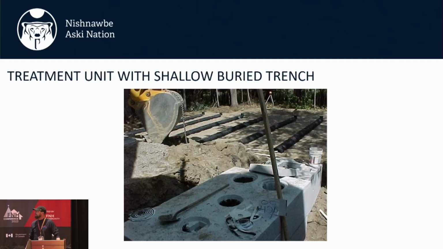Right. So again, this is just another picture. This is much more complex. This has a septic tank to an aeration unit to a pump chamber that goes to a shallow buried trench.